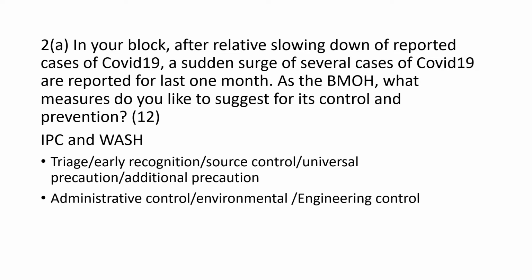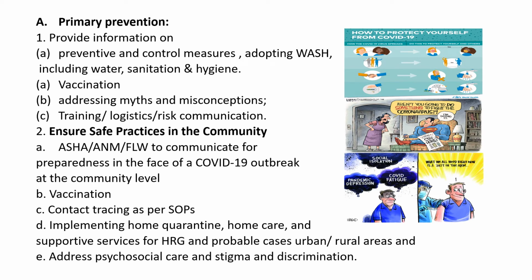You have to incorporate points like triage, early recognition, source control, universal precaution, additional precaution, administrative control, environmental control, and engineering control while framing your answer. And try to give it an organized look, like going for primary prevention first. What do you do under this? You provide information on preventable control measures, adopting WASH, including water, sanitation and hygiene. In vaccination, address myths and misconceptions. Focus on training, logistics and risk communication. Ensure safe practices in the community, that is, the ASHA, ANM and FLWs communicate for preparedness in the face of a COVID-19 outbreak at the community level.